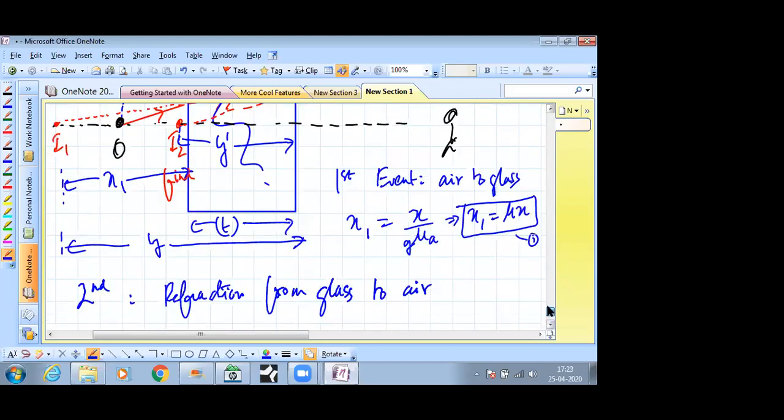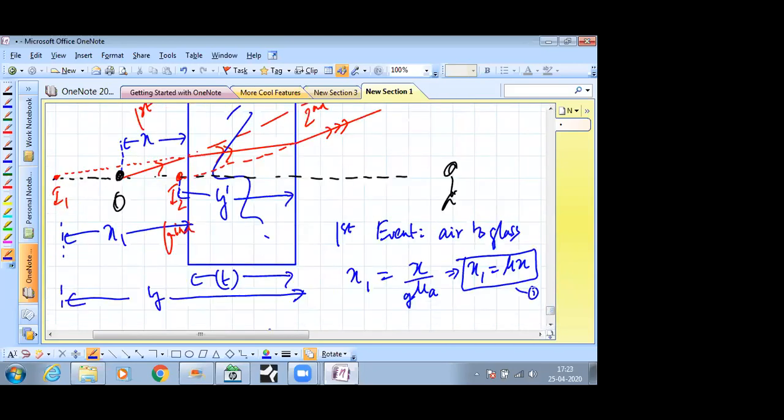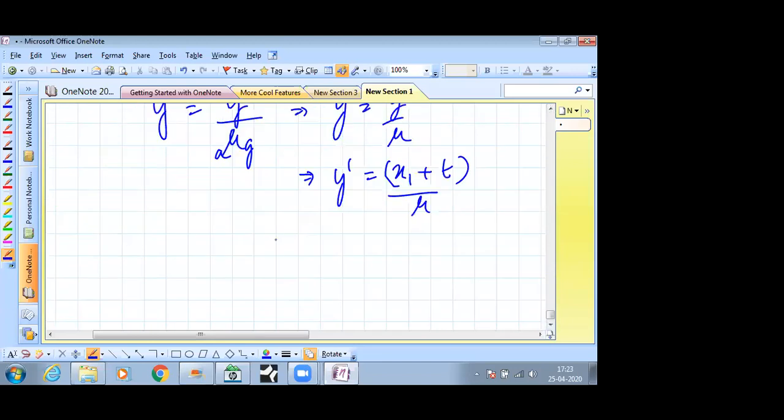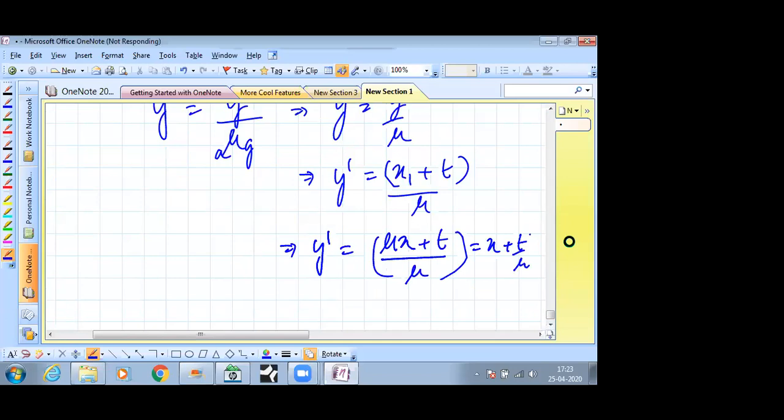In the ray diagram, you can see that this image I1 of the first refraction is becoming the object for the second event. So that is at an actual depth of how much? x1 plus the thickness. And x1 itself from equation 1 was how much? mu x. So further substituting, y prime becomes (mu x plus t) by mu. Or you can write it as x plus t by mu. That is my y prime.